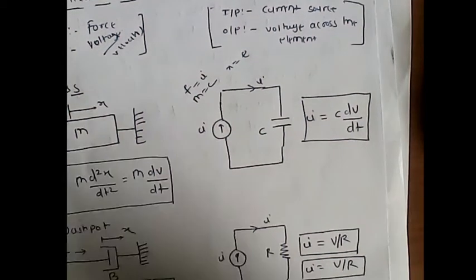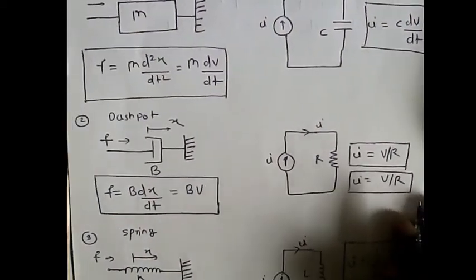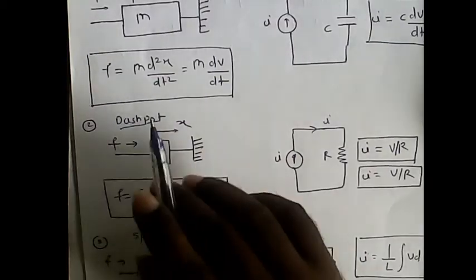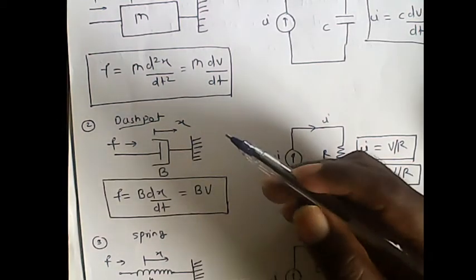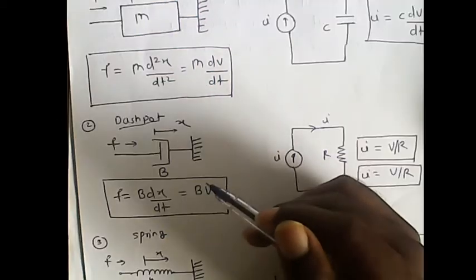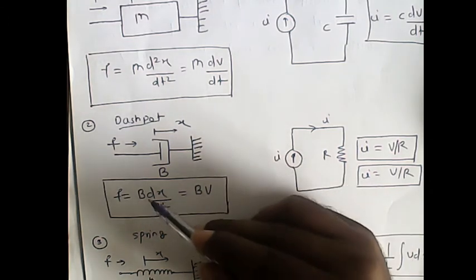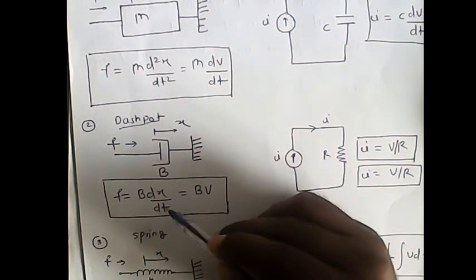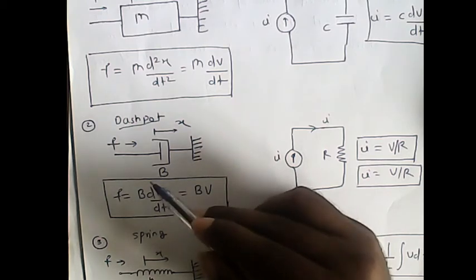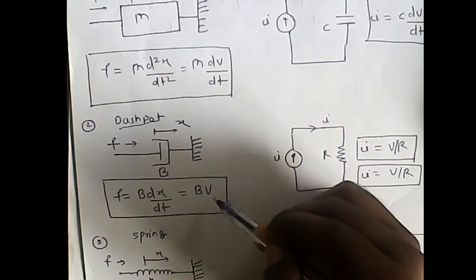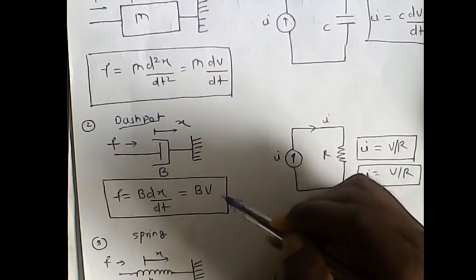Then we go to the dashpot. So a dashpot is nothing but a damper. When we apply a force on a dashpot, it will offer an opposing force due to the friction property. So the opposing force to the friction, F is equal to B dx/dt, where B is the friction constant. So F is equal to B into V, where V is the velocity.